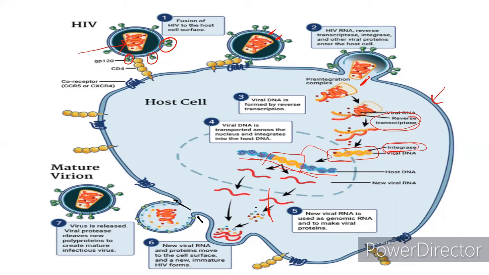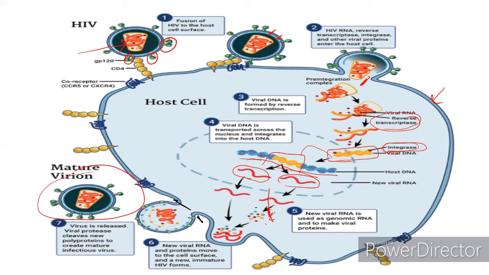Then this viral DNA starts transcribing to RNA. So it gets transcribed to genomic RNA and mRNA. This mRNA then gets translated into proteins. And then this genomic RNA with the viral proteins goes to the other end of the cell surface. When they reach the other end of the cell surface, they start to bud off. And when they start to bud off, a viral protease is used, which cleaves the new polyproteins to create a mature infectious virus. This is the process and life cycle of HIV.